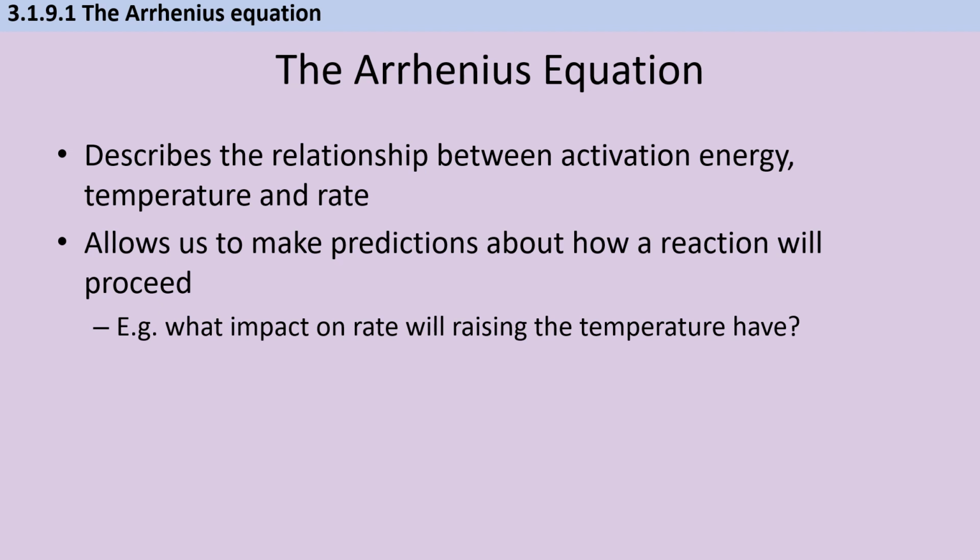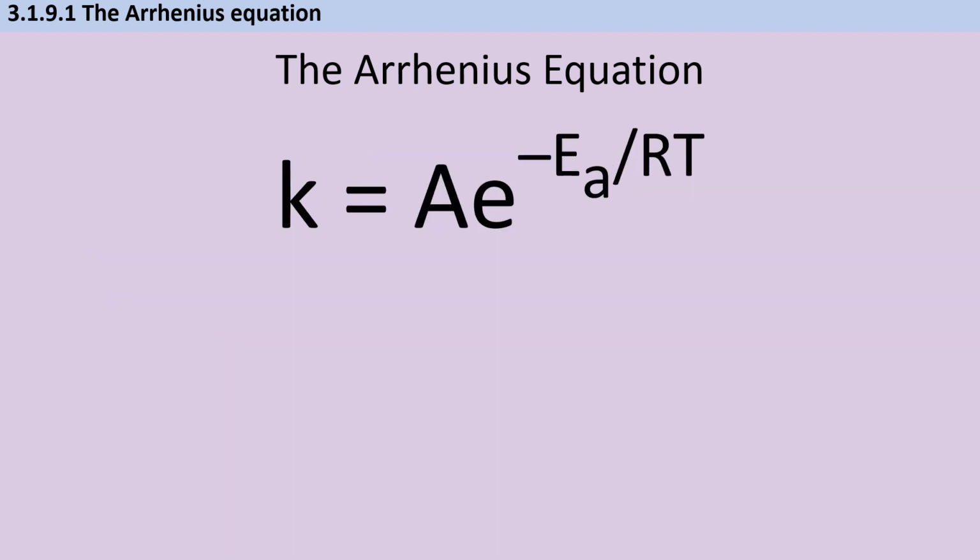The Arrhenius equation allows us to say quantitatively what will happen to the rate of reaction as temperature changes. It's an equation that describes the relationship between activation energy, temperature and rate, and this allows us to make predictions not just about changing the temperature, but also what would happen if we introduced a catalyst and therefore altered the activation energy. K is that rate constant that we've just been calculating, and it doesn't have specific units, you need to work them out for that particular reaction.